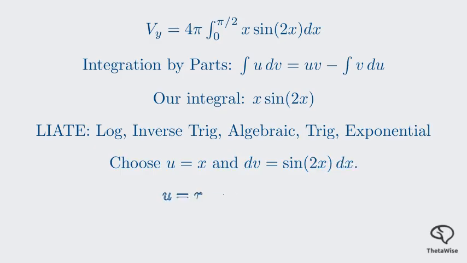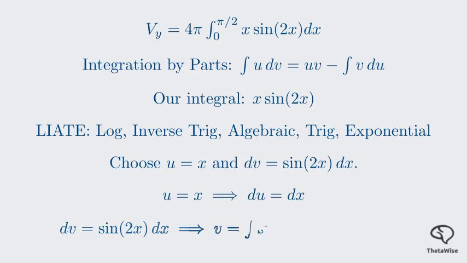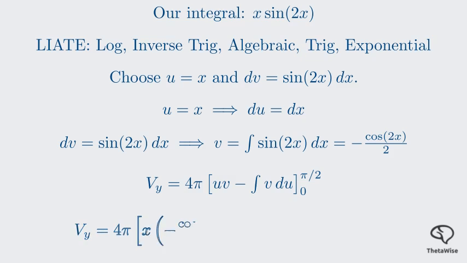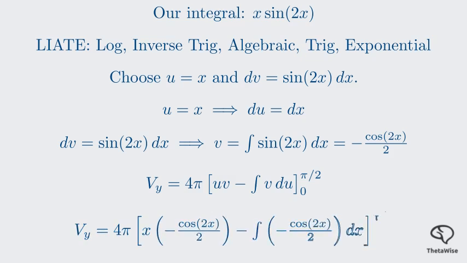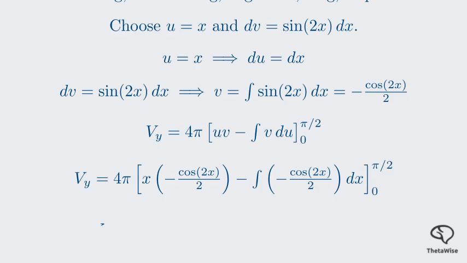Now we find du by differentiating u, and v by integrating dv. du is 1 dx, and v is the integral of sine 2x, which is negative cosine 2x over 2. Now we apply the formula. Our volume is 4 pi times the quantity u times v minus the integral of v times du. We can bring the negative 1/2 out of the integral.